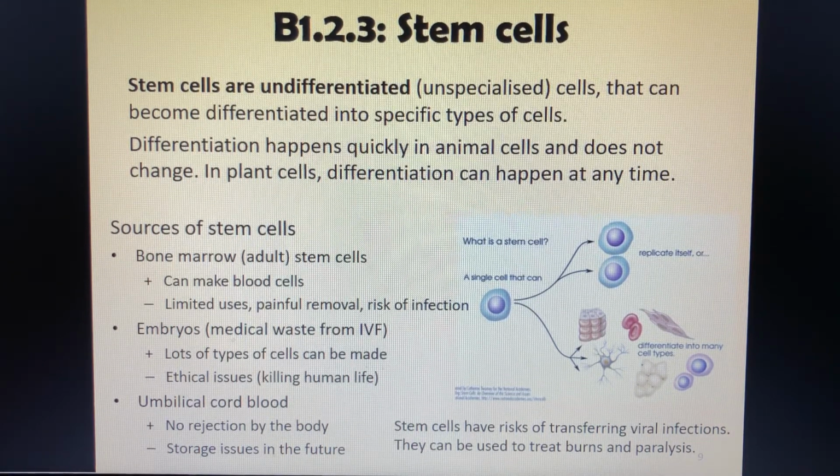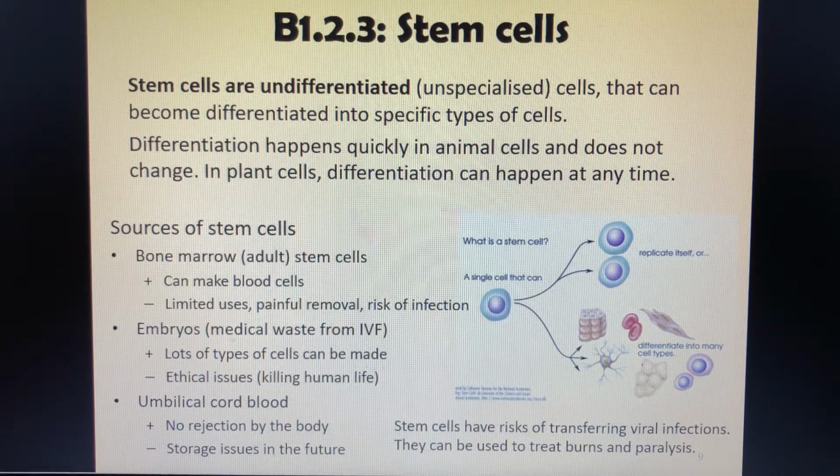Then we've got embryos. Now these embryos can only come from medical waste of IVF. IVF is when the man and the woman can't have a baby naturally, so they go to a clinic where the eggs are removed from the woman and they're fertilised in a petri dish with the sperm, and then they're put back into the uterus of the woman.